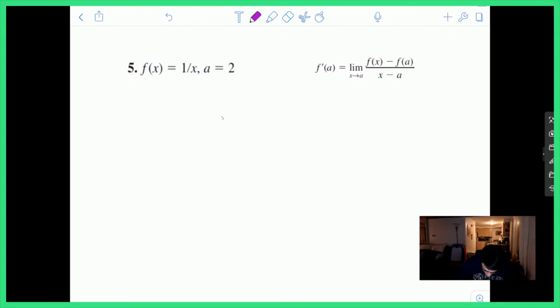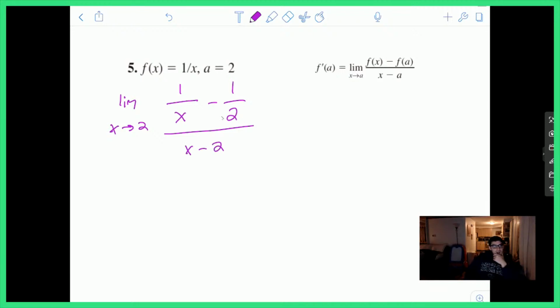Let's try this one. Let's say I wanted to find the derivative of 1 over x at 2 using the alternate definition. In this case, I'm going to do the limit as x approaches 2, where a is going to be 2 here, of 1 over x minus 1 over 2, all divided by x minus 2. I'm asking you to solve for this. Keep in mind, if we plugged in a value, this should come out to a numeric answer. I'm not finding a general derivative here. I'm finding the slope at 2.